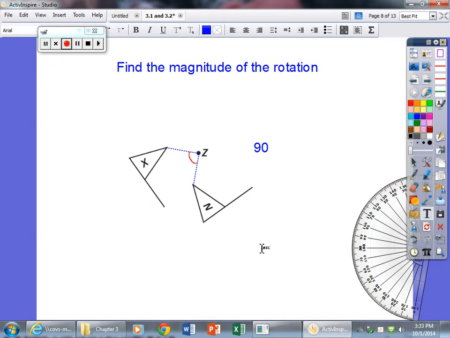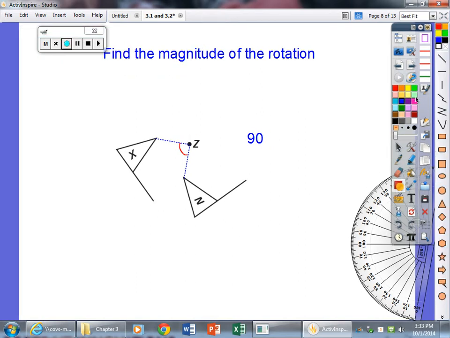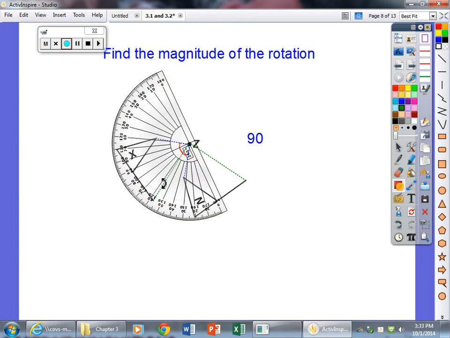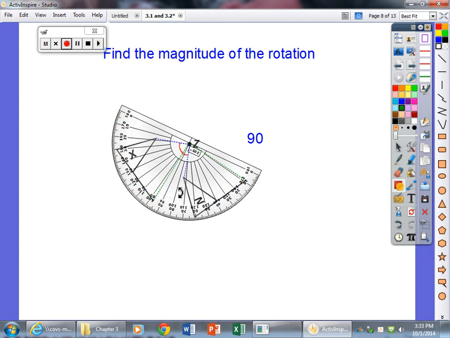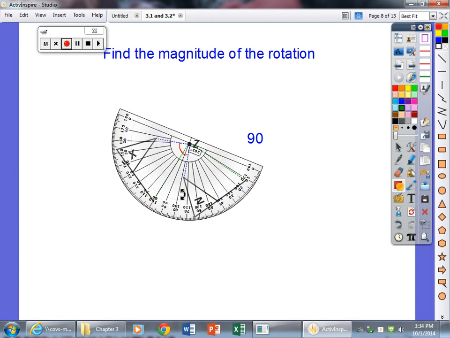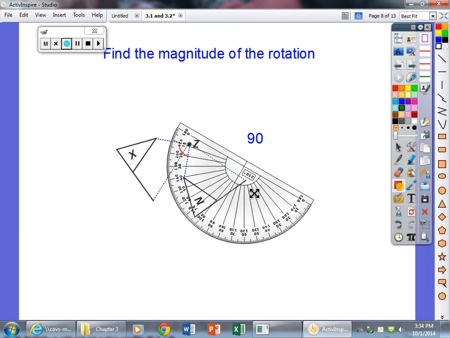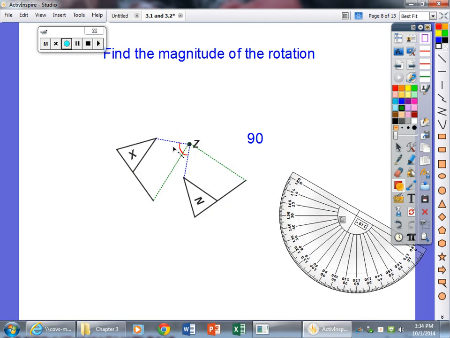It wouldn't really matter which 2 points you join to do that. So let's say that I had decided to join Z to the end of the flag and Z to the end of the flag over here. If I bring my protractor back over and measure that angle again, you'll notice it's still really close to a 90-degree angle no matter which way I do it. So all I have to do is join this up and then use my protractor to measure the angle.